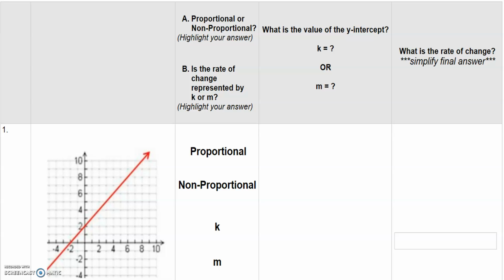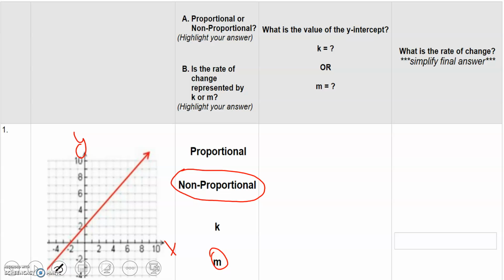Let's look at our graph. I want to start off by identifying my graph with my x and y axis just to be clear. So this is my y-axis and this is my x-axis. Then let's identify if this graph is proportional or non-proportional. Since it is not crossing over a coordinate of 0 and 0, I am able to identify this as non-proportional. The rate of change is represented by the letter m because we're going to find the slope.